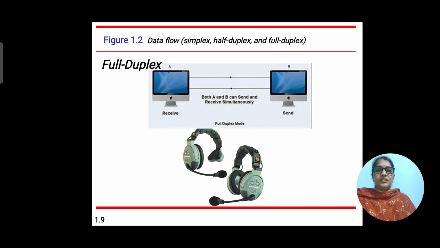So, as shown in this slide, we have A which is a receiver and B which is a sender. Both A and B can send and receive simultaneously in full duplex mode.